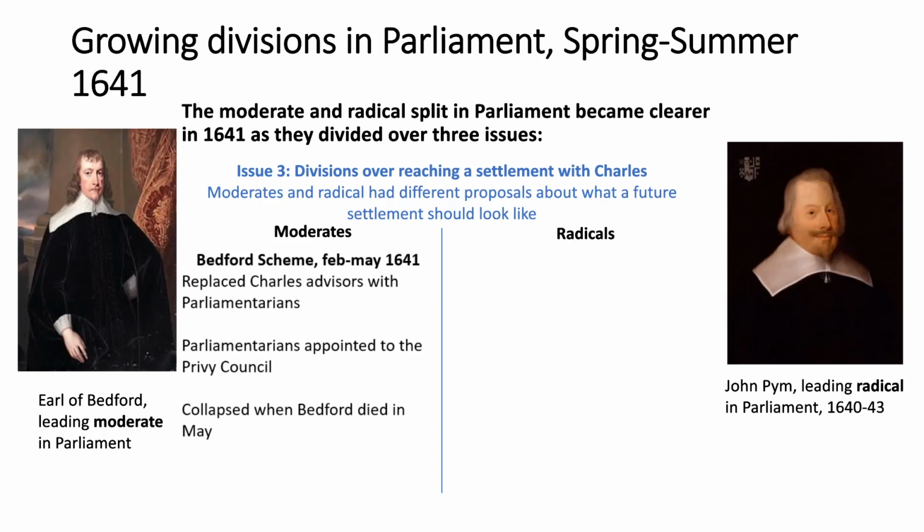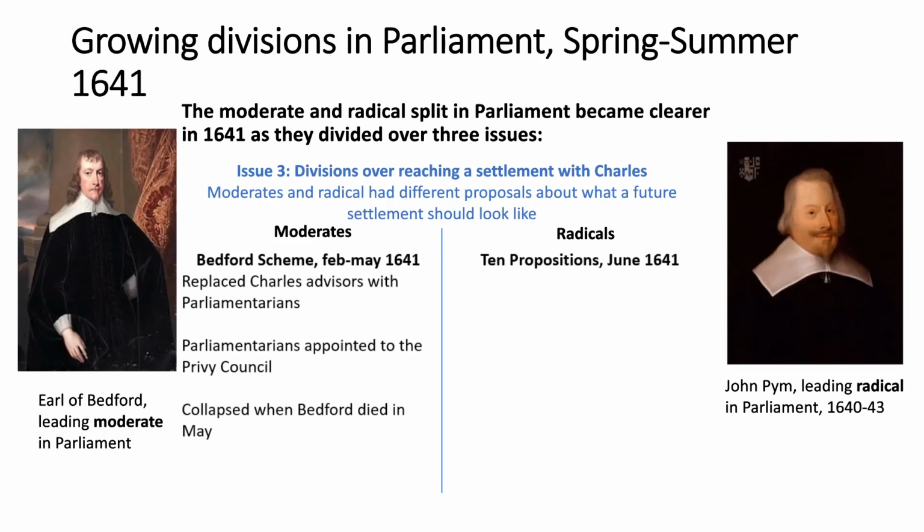This scheme unfortunately collapsed because Bedford died, I think of smallpox off the top of my head, in May 1641. So the figurehead dies, and this scheme really just falls apart after that point. There were signs that it was going to fall apart anyway, because there were divisions over what should happen about Strafford, but it collapsed with Bedford's death. Let's look at the other side now.